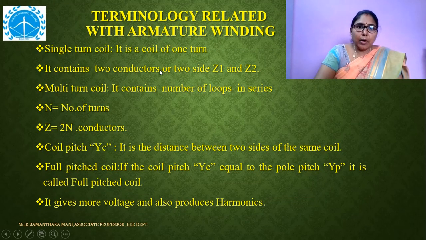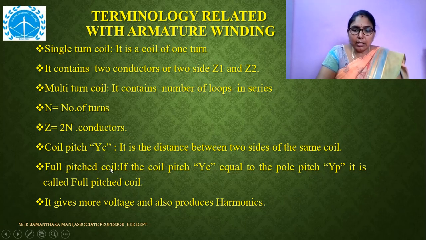A single turn coil is a coil of one turn, and a turn consists of two conductors, or we can call them two sides, nothing but Z1 and Z2. So Z1 and Z2 are two conductors which make one turn. Multi-turn means it contains a number of loops in series. Here N stands for the number of turns, and Z equals 2N, the total number of conductors. The next term is coil pitch, represented as Y suffix C. It is the distance between two sides of the same coil.